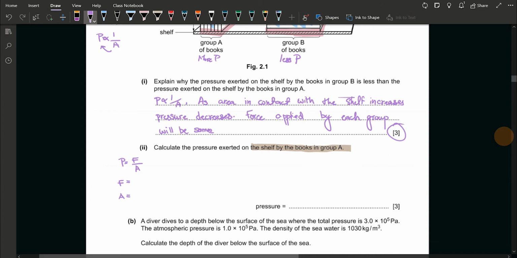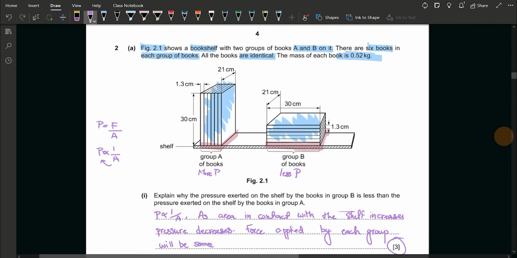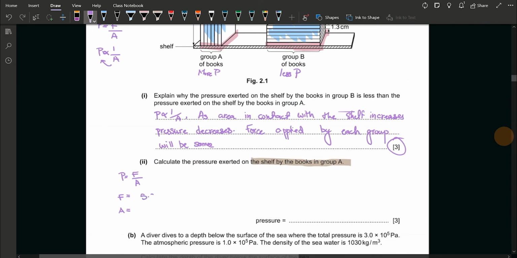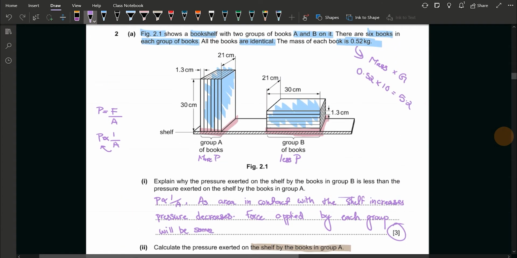So our force is going to be 0.52, which is mass, into gravitational constant. So 0.52 into 10, which is going to give us 5.2. So our force is 5.2 Newton. And our area is going to be, for group A, 1.3 centimeter into 2.1 centimeter.